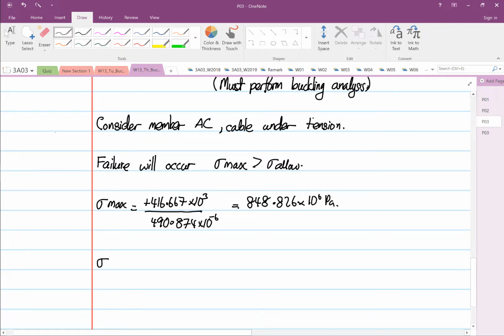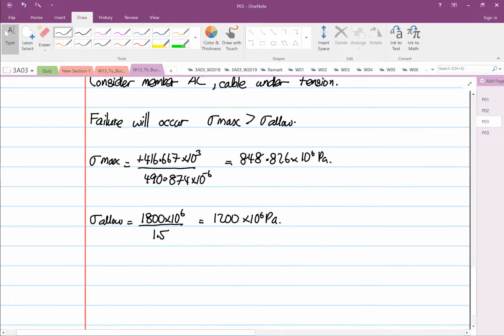And then the stress allowable. So we are given that the yield stress is 1,800 times 10 to the power 6, divided by the factor of safety. So the factor of safety of the steel is 1.5. This is not due to buckling, okay? This is due to standard conventional failure. So it's equal to 120 times 10 to the power 6 Pascal.